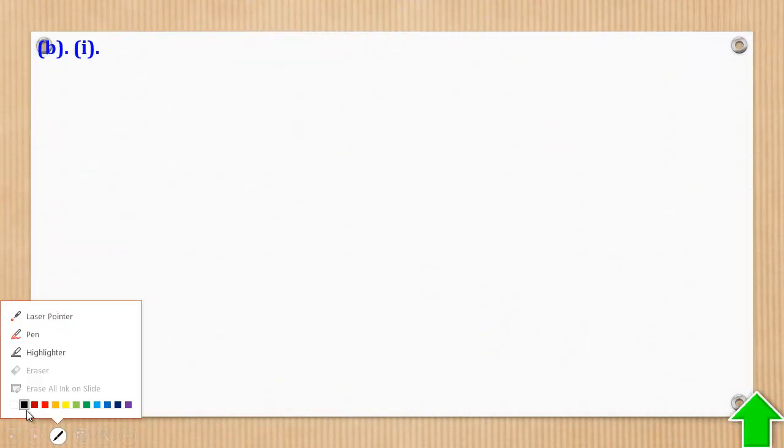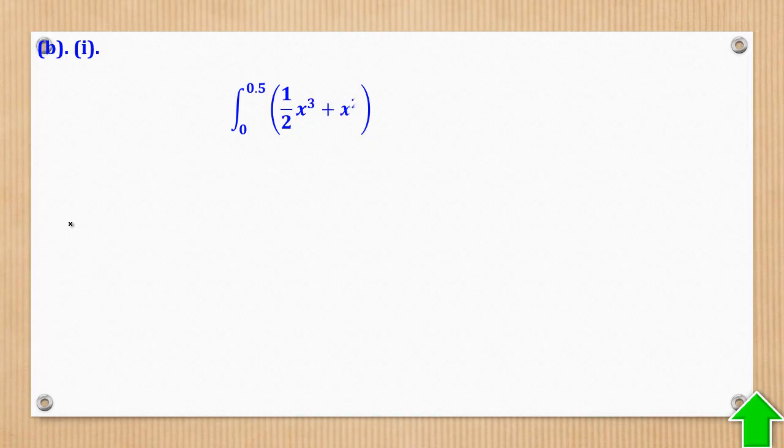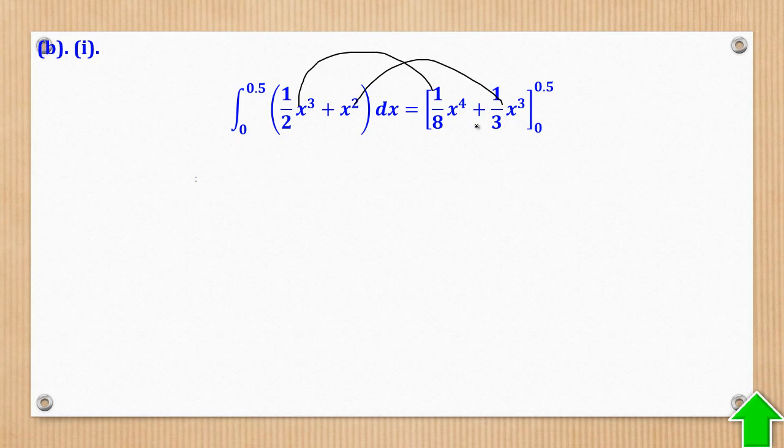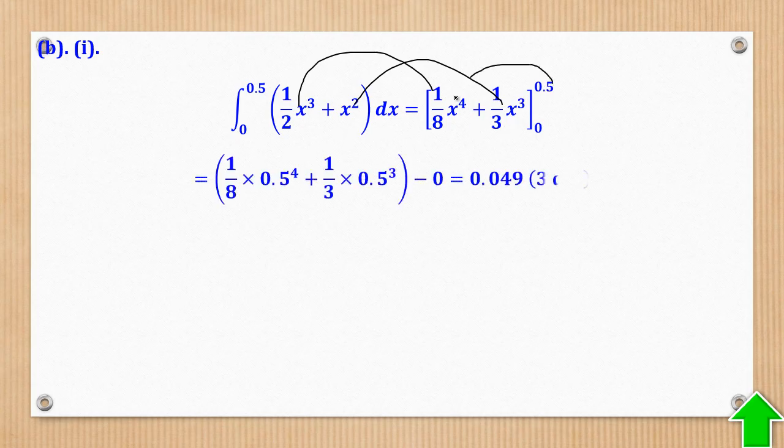So for exact values, we use integration techniques. Integrate this gives you this, integrate this gives you this. Then substitute limits, upper limit here and here to give you this, lower limit here and here gives you 0. So they are giving you this as the answer to the given accuracy.